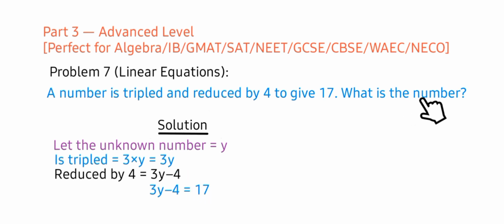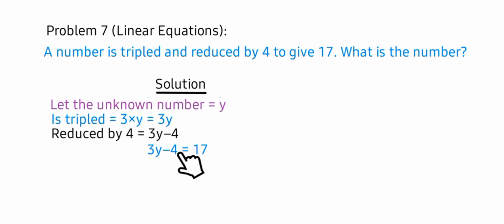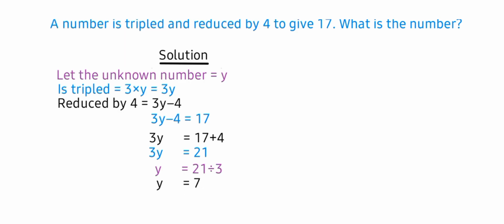What is the number? Collecting like terms from this point, we have 3y equals 17. When negative 4 crosses to the right hand side, becomes positive 4. So 3y equal to 17 plus 4. Y will be equal to 21 divided by 3, 7. Therefore, the number that is tripled and reduced by 4 to give 17 is 7.